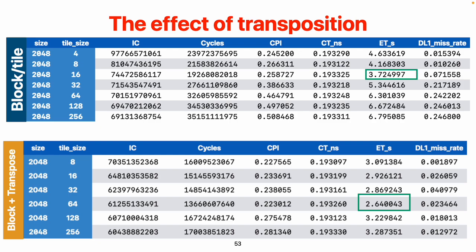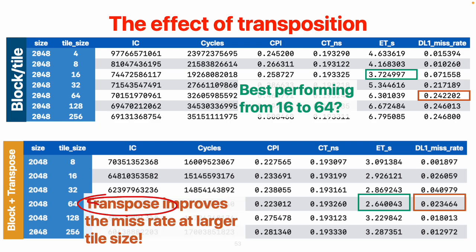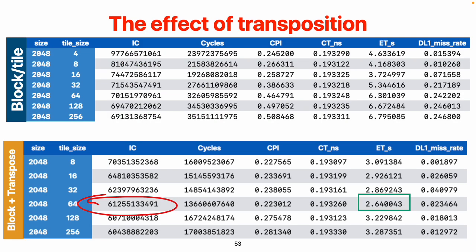For the 16 case, the instruction count doesn't differ. The miss rate previously for something beyond 16, you will see a miss rate around 24%. But now for 64, the miss rate is only around 2% because of the transposition, right? And another thing, why is 64 the best? Again, because the instruction count is lower. So that's why when you use transposition, you are actually allowed to use a larger tile size.